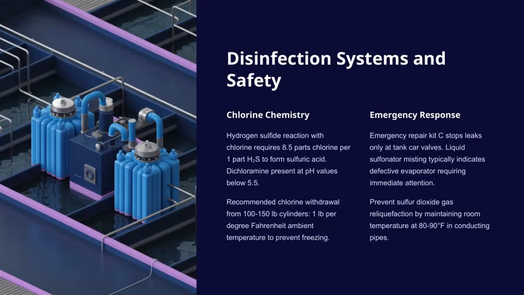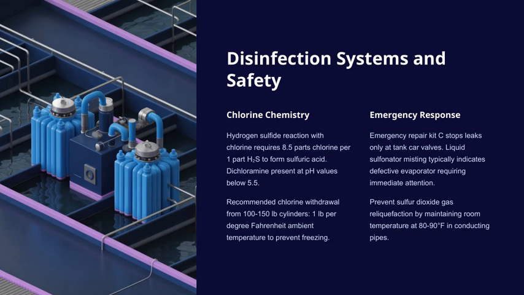Let's start by discussing disinfection systems and safety. When it comes to chlorine chemistry, it's important to understand how hydrogen sulfide reacts with chlorine. Specifically, it takes about 8.5 parts of chlorine to 1 part of H2S to produce sulfuric acid. Also, if the pH drops below 5.5, you'll find dichloramine present, which can affect disinfection efficiency and safety.